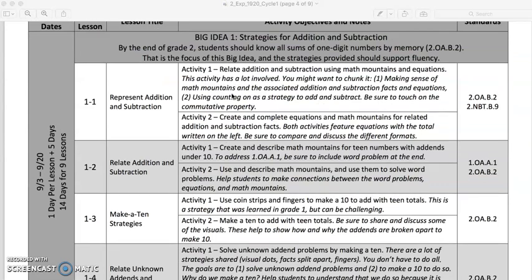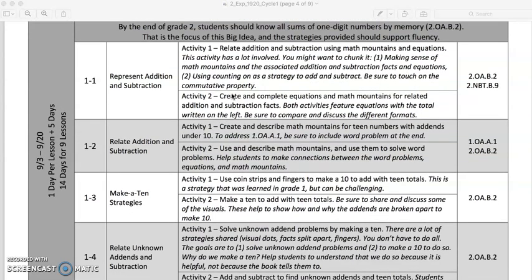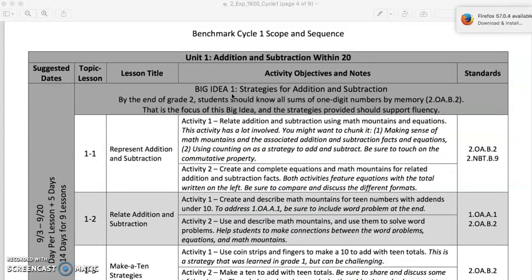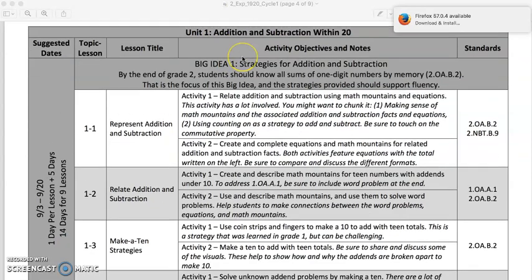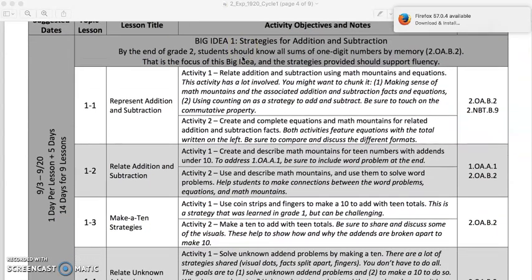When I plan, I like to do it by the big idea. Okay, what's happening in this big idea? What do I need to accomplish? How much time do I have to do it? So the unit is a really large amount of information. The big idea focuses it.